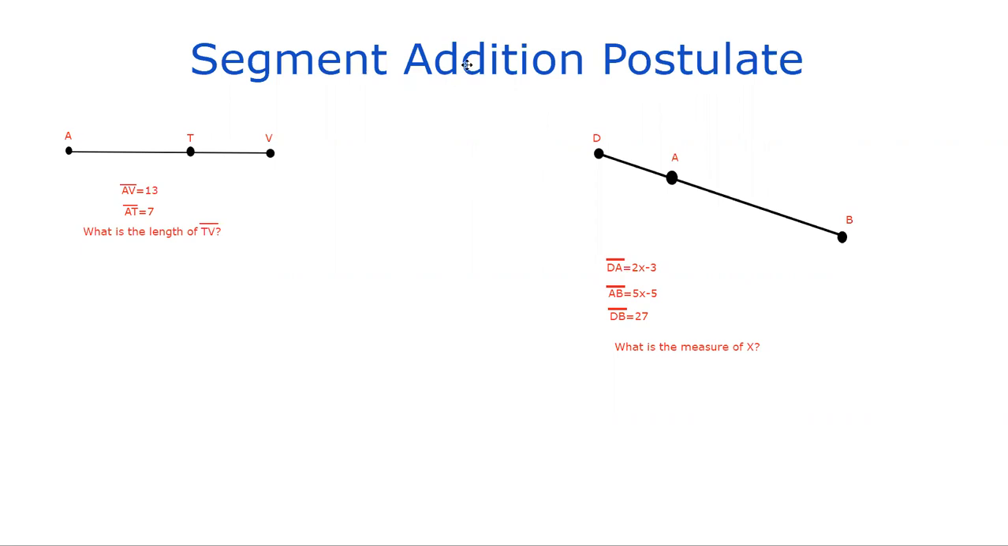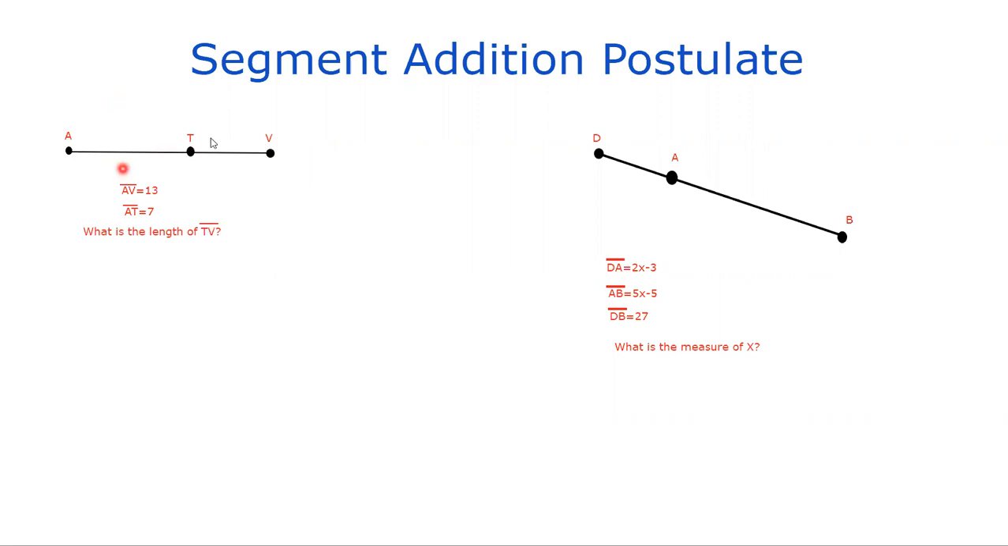So segment addition, we've already talked about line segments. I've got two right here on the little paper you're looking at. The way this is going to work is, imagine I had a meter stick. Let's say we take meter stick AV right here.